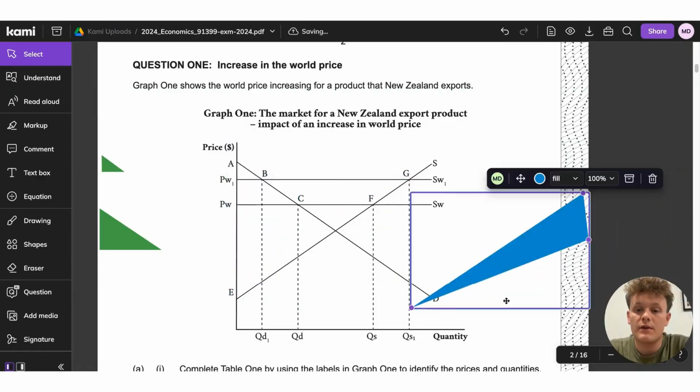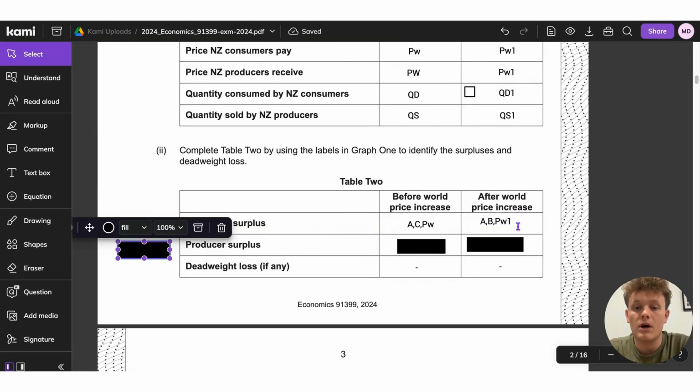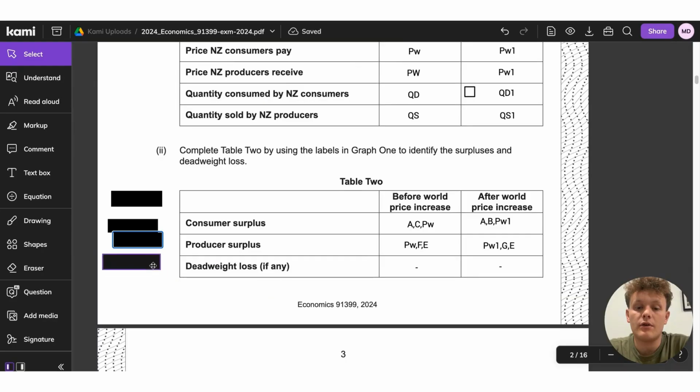So the areas for that, let's look at them now down here. It's going to be A, C, PW for consumers, and then after it's going to be A, B, PW1, the new higher world price and the new higher quantity. For producer surplus, it's going to be PWFE, and then it's going to increase to PW1, GE.